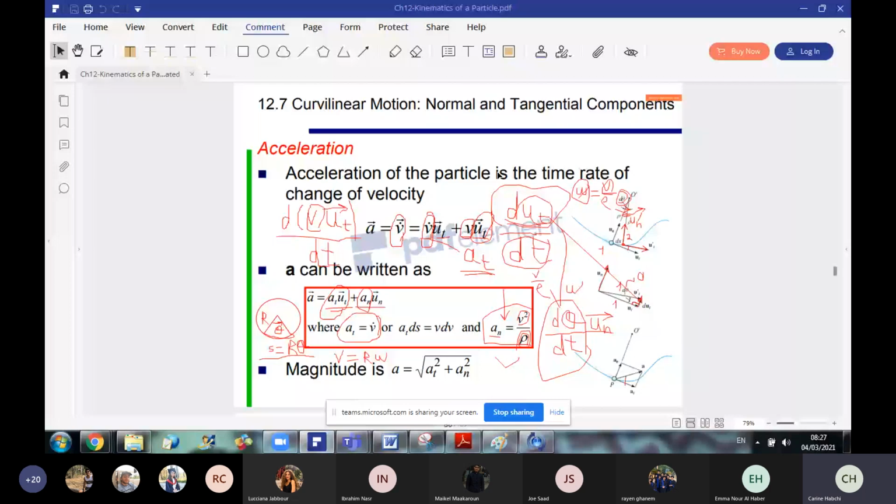So your final expression is that the acceleration has two components, tangential and normal. The tangential component is due to change in speed. The normal component is due to change in direction, and its magnitude is given by v square over rho.